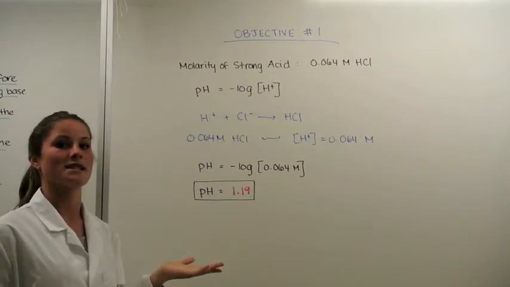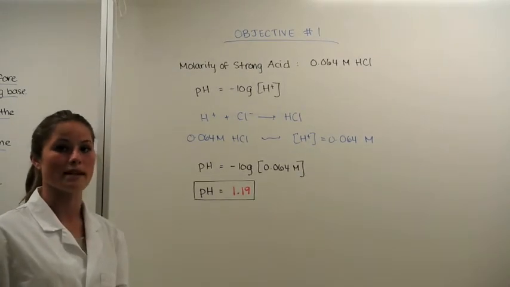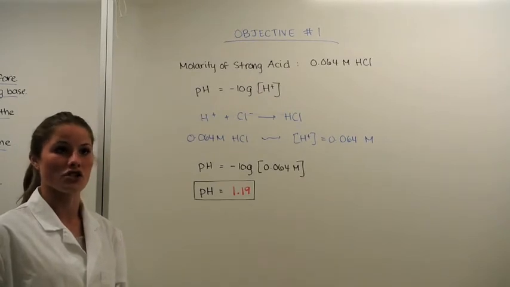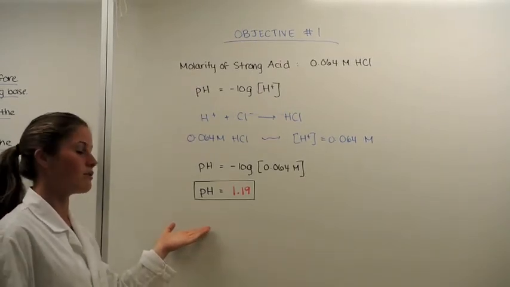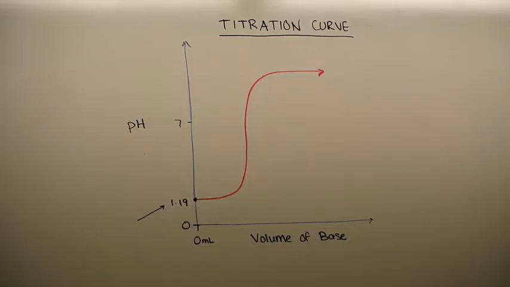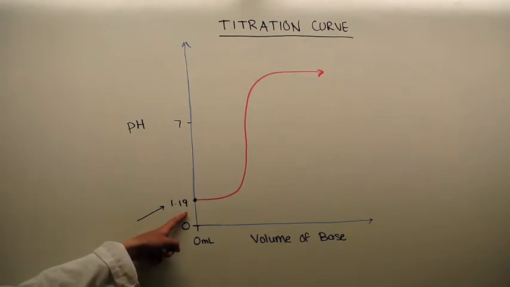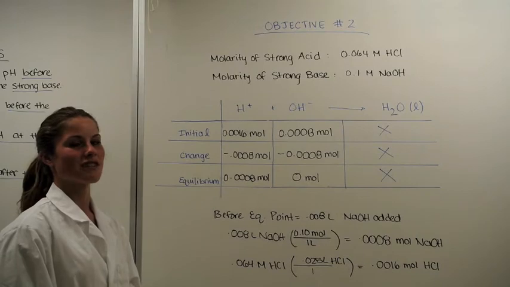Now, this number makes sense because since no strong base has been added, the strong acid should be very acidic, which means that the pH should be very low on the pH scale, which it is. Since no strong base has been added to the strong acid, and we calculated that the strong acid pH before any strong base has been added was 1.19, this is where we are on the titration curve. Now on to objective number 2.